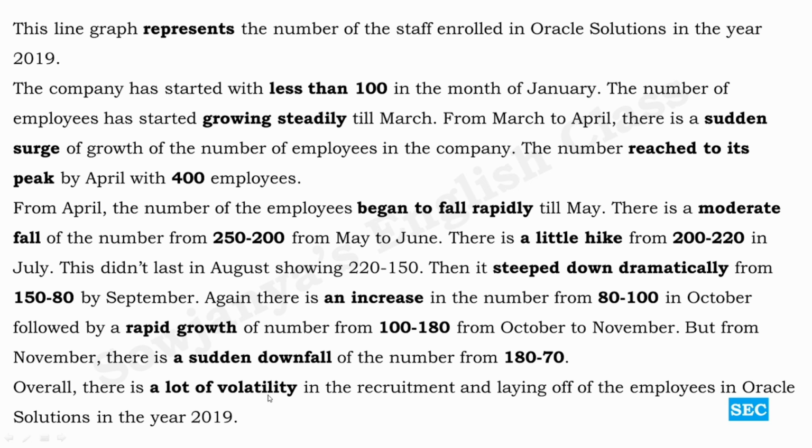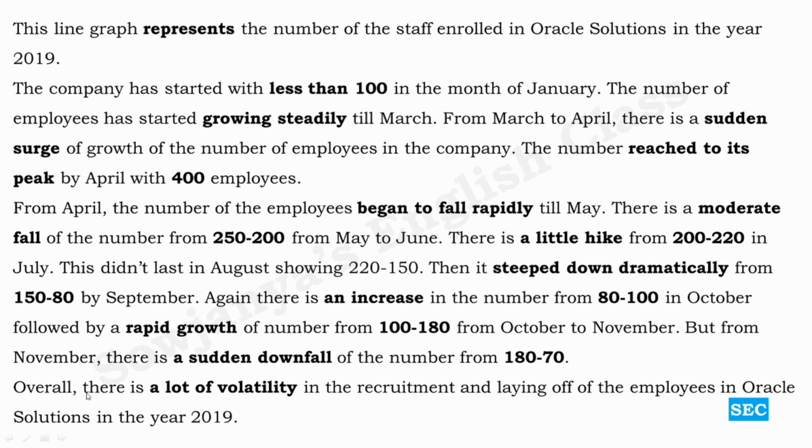Overall, there is a lot of volatility in the recruitment and laying off of the employees in Oracle Solutions in the year 2019. So what all we have observed over here is volatility. Volatility is nothing but fluctuation, frequent changes. Okay. In one month there is an increase and in another month there is a sudden downfall or rapid growth, again sudden downfall. There is a lot of fluctuation in the numbers over here.